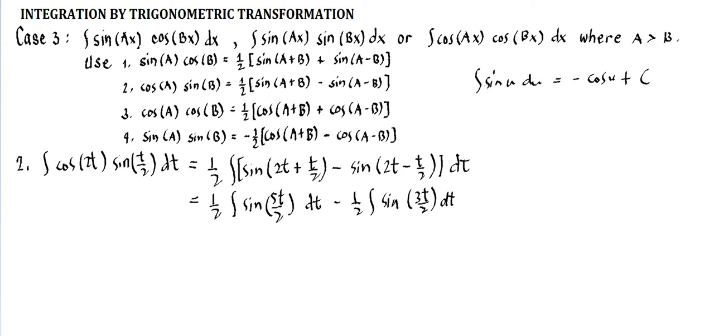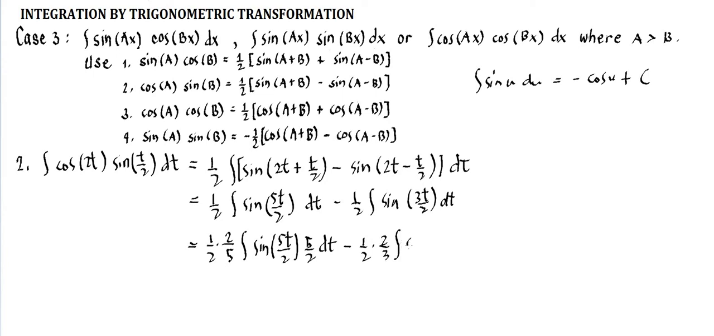So i-apply uli natin itong formula na ito. No? Ito, integral of sine u du equals negative cosine of u plus c. So, para maging integrable ito, no? So, dito, mag-multiply tayo ng 1 half times 2 over 5. No? And then, integral of sine of 5t divided by 2, and then times 5 over 2 dt. Dito naman sa pangalawa, ay mumultiply natin ay 2/3.